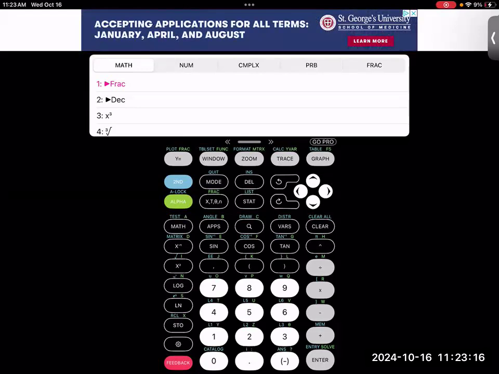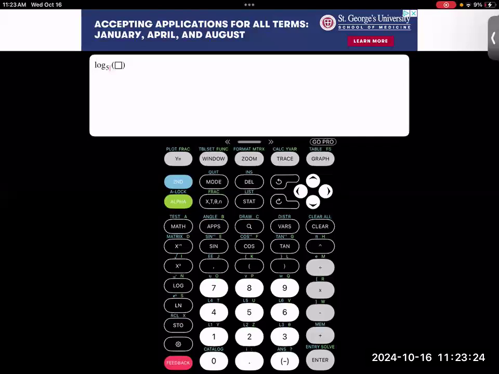By going to math and then going all the way down until you locate log base, you'll notice that we can put in a logarithm of a different base, log base 5 of 20. We're going to divide this number by 2.